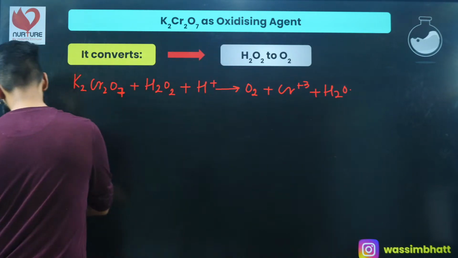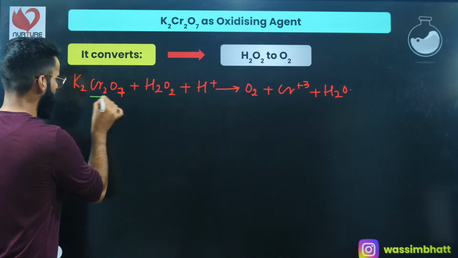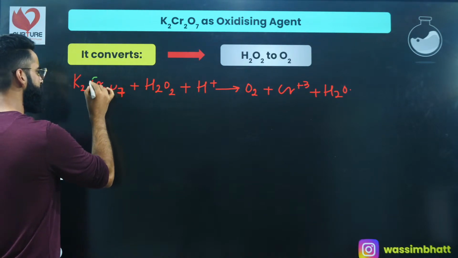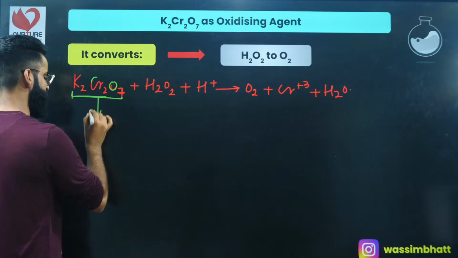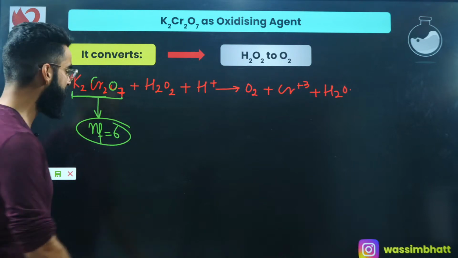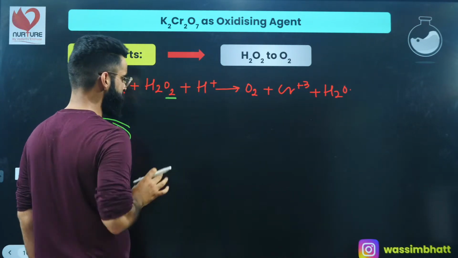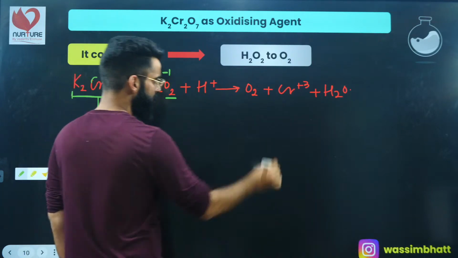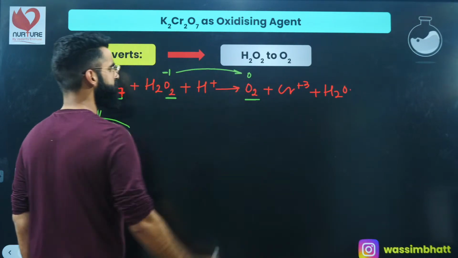Now have a look. What is the oxidation state of chromium over here? It's going to be +6. Or let me not calculate it, because we know already when K2Cr2O7 participates in the acidic medium, its N factor is going to be 6. What about the oxidation state of this oxygen? Since it's hydrogen peroxide, the oxidation state of oxygen is -1. The oxidation state of this oxygen is 0. -1 to 0.